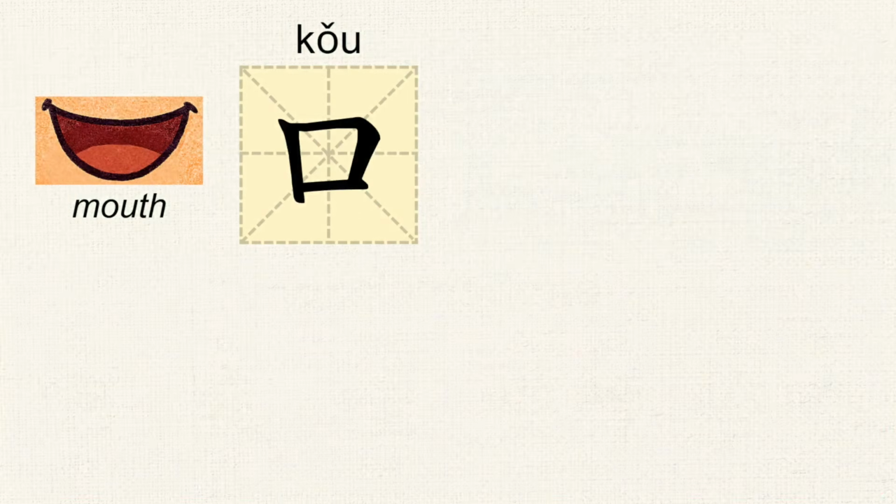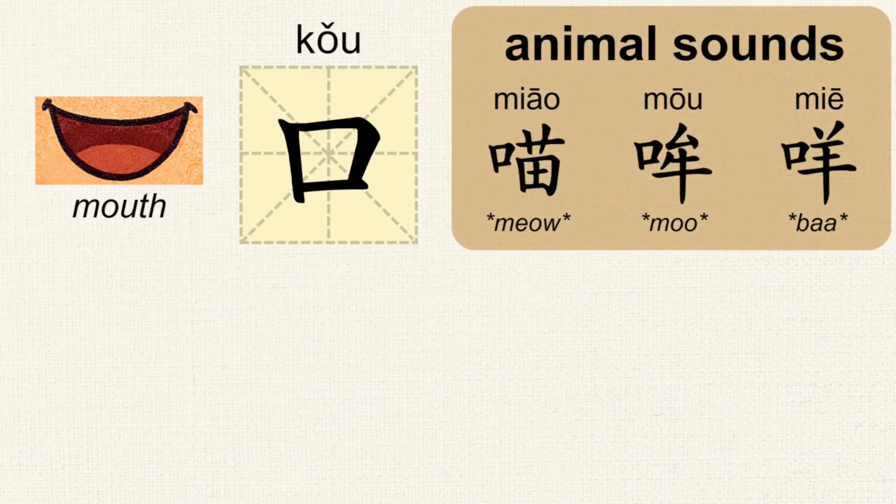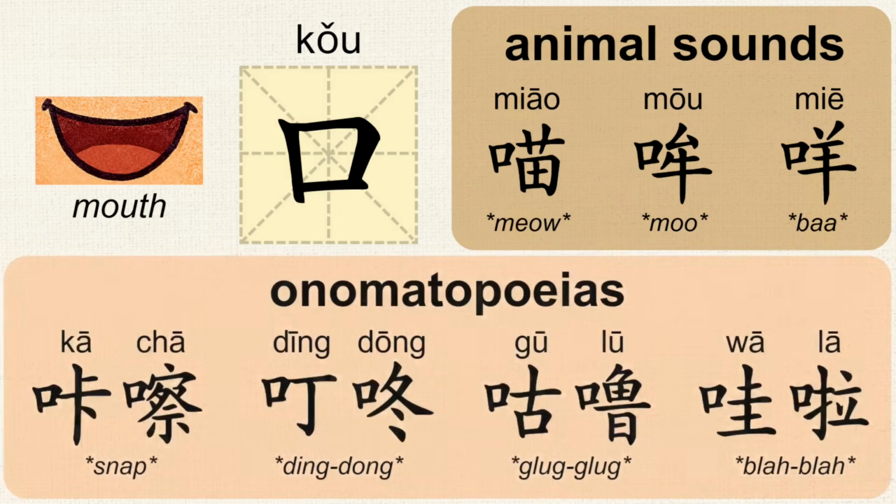Just a couple more funny categories for kou. I told you there were many of them. Animal sounds. In China, cats go meow, cows go moo, and sheep go mie. And finally, onomatopoeias, a fancy word meaning words that mimic the sound of something. You'll often find these in comics, but they're also often used in everyday speech.